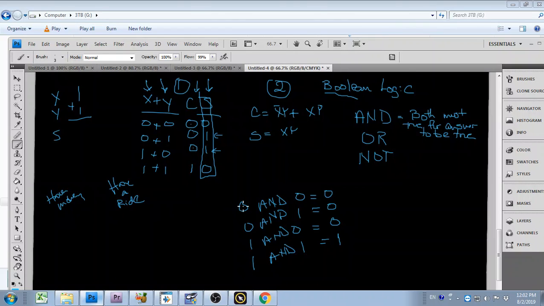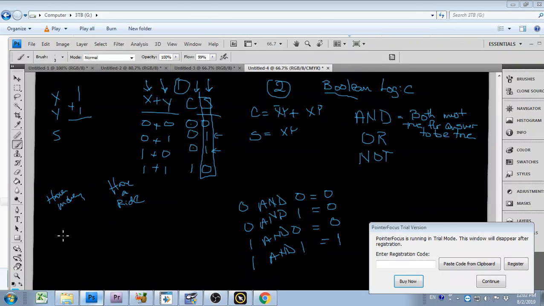So 0 and 0 would be kind of like saying, let me erase this real quick. So this would kind of be saying the following. 0 is I don't have money. And 0 on the right is I don't have a ride. Okay, so let me ask you a question. If you don't have money and you don't have a ride, are you going to the game? False. I am not going to the game.